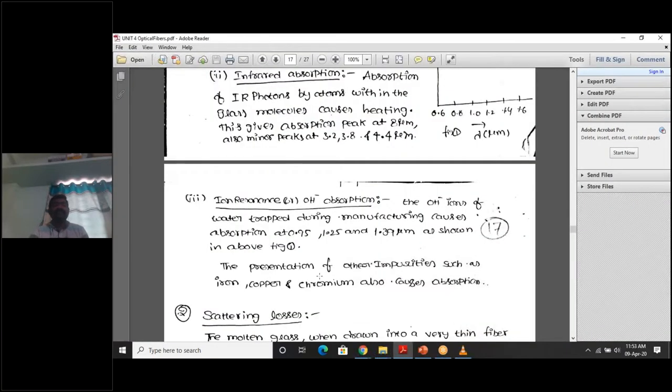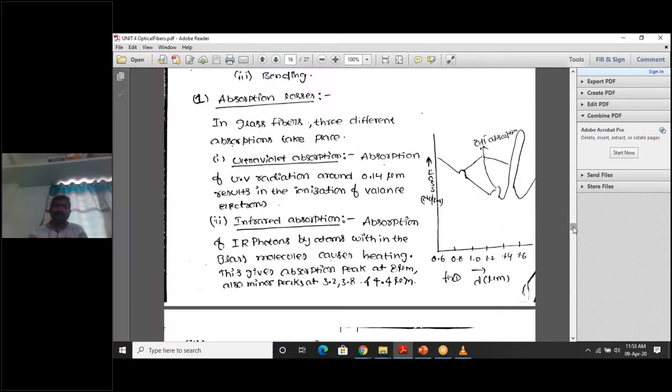Sir, which light does it eat? It absorbs the light of 0.95, 1.25 and 1.39 micrometers. So here in this diagram, it is very clearly shown. These peaks: this is a small peak, this is a big peak, this is a very big peak. Here this wavelength of light is absorbed very little. This wavelength of light is absorbed a little bit more. The wavelength corresponds to this peak.